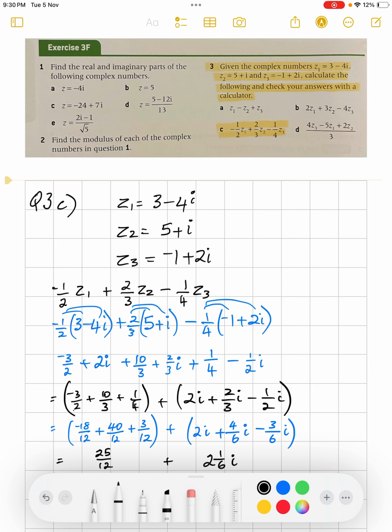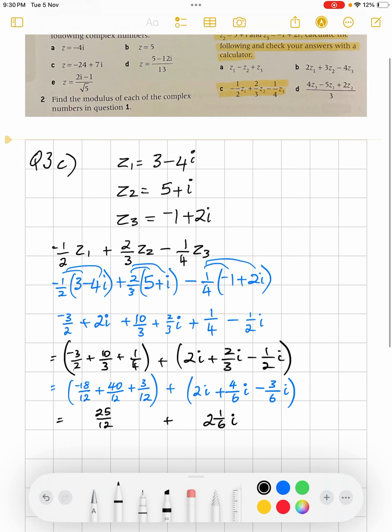So we either make them both as mixed numbers, make that 2 and a 12th, and leave that as 2 and a 6th. And there we have it. I hope that's correct. Check it on your calculator.